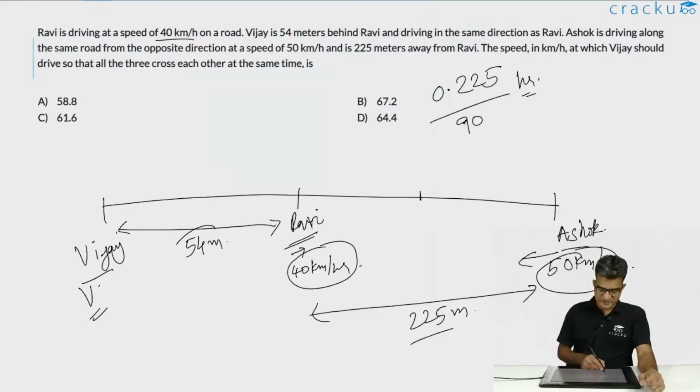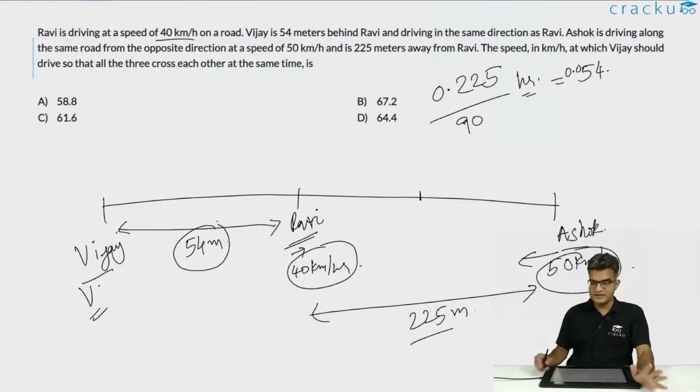What is the distance between them? It is 54 meters. So this has to equal 54, that is 0.054 kilometers, divided by what is the relative speed of Vijay and Ravi? It is V minus 40. If you solve this equation, we are going to get the value of V.